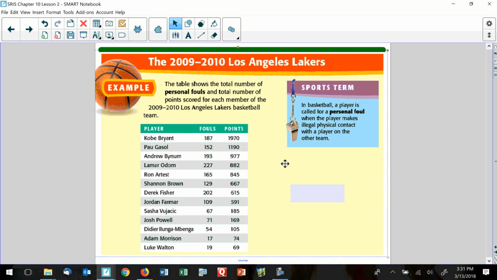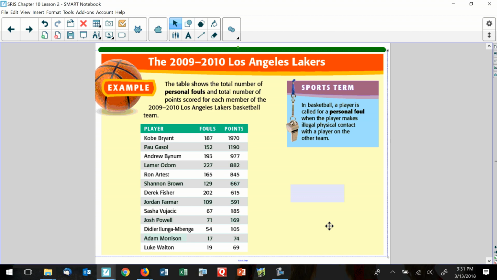Now let's have you try. Here's the 2009-2010 Lakers, back when they were good. So I want you to actually put this data in list 1 and list 2 and see if you can come up with the correlation to see if there's a relationship between the number of personal fouls a player gets and the number of points they score. Okay? We'll pause this for a minute while you do that before I show you the answer.